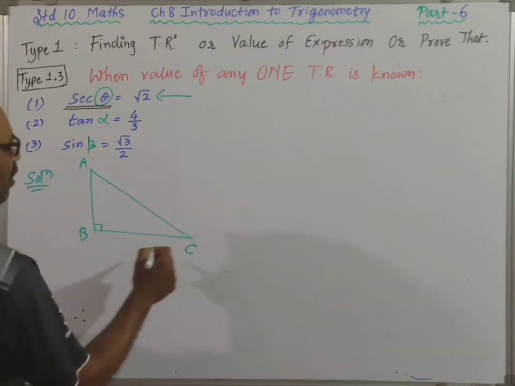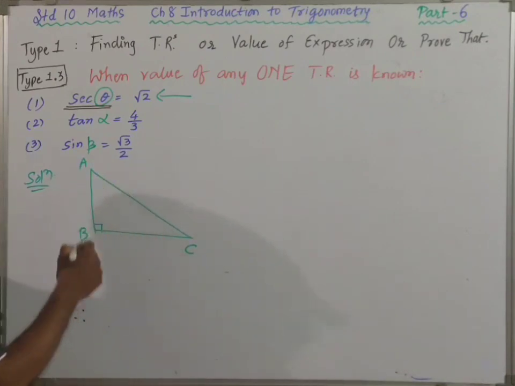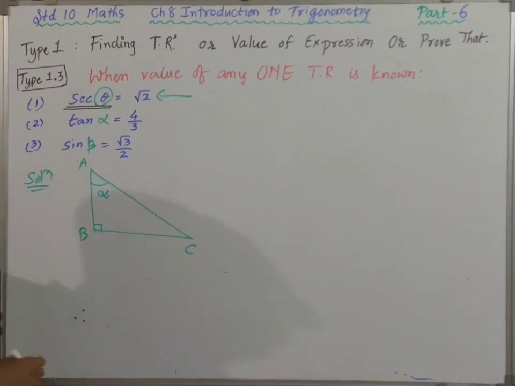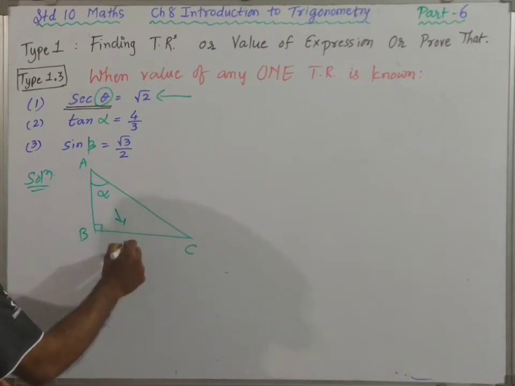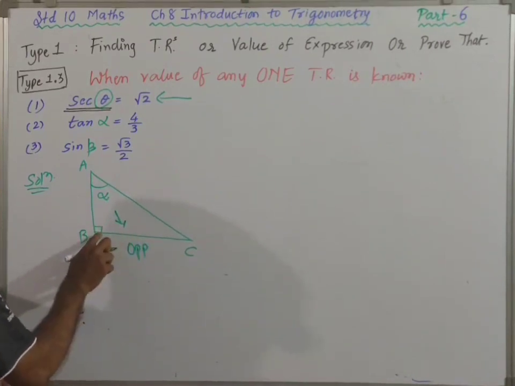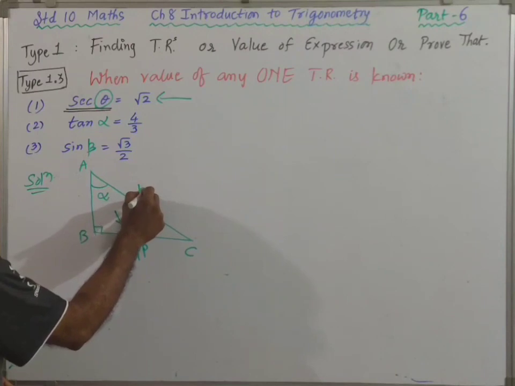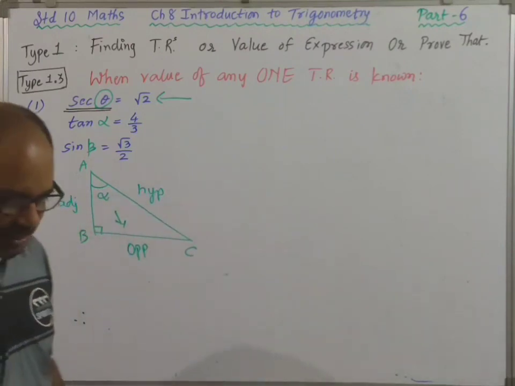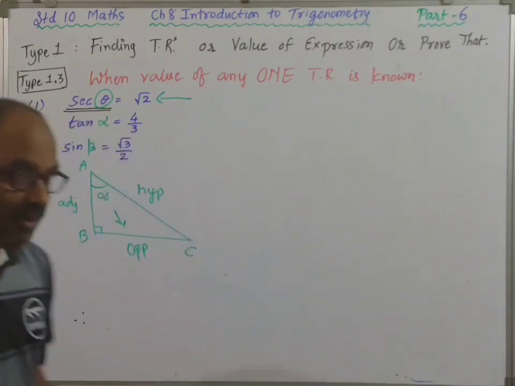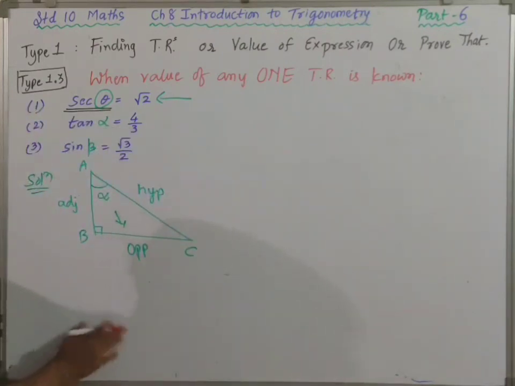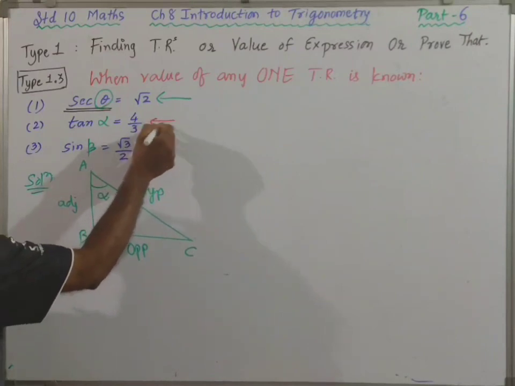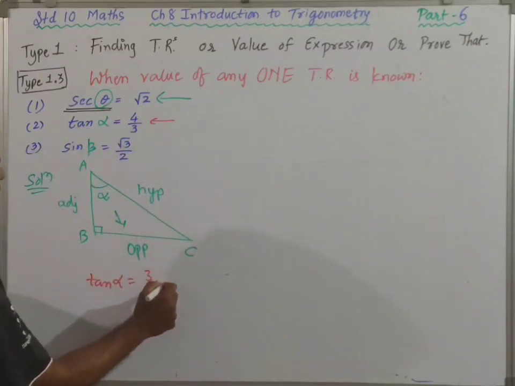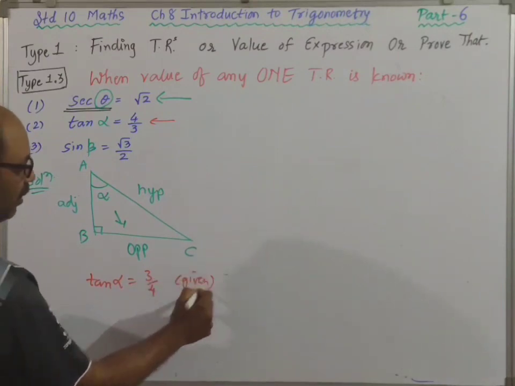A, B, C. These two are acute angles. Anyone can be taken alpha. Let me take this alpha this time. With respect to alpha, this is the opposite side. As always, opposite to the right angle is hypotenuse and the remaining side becomes adjacent. Now, let's see what is given. We have to exploit this condition. Tan alpha is equal to 4 upon 3. Given.